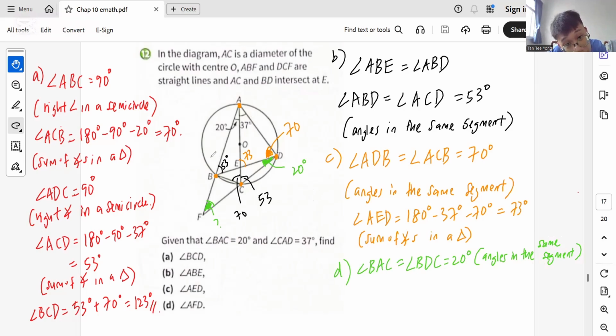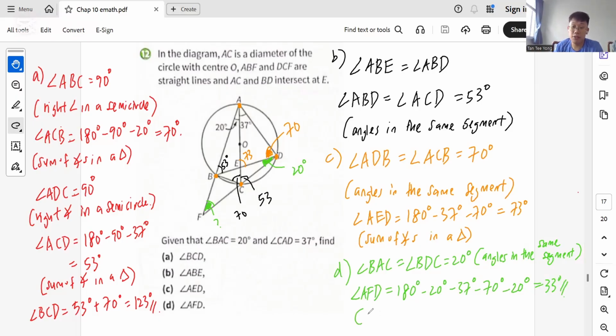AFD, angle FAD, and angle ADF, they all add up to be 180 because they are all in a triangle. So that means I can say that angle AFD equals 180 degrees minus 20 degrees minus 37 degrees minus 70 degrees minus 20 degrees. Oops, 20 degrees. Yeah, okay, that's it. Equals, which is 90 minus 20. Okay, just give me a while. 33 degrees.